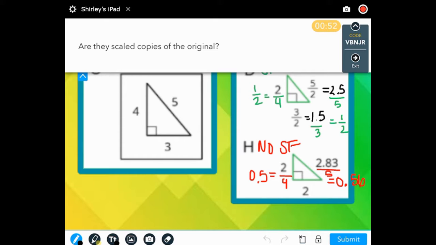Perfect. I see a lot of you circling the right answer. So now we're just working on, if I pick something that I think is a scale copy, how do I find the scale factor? I see a lot of you doing really great stuff.